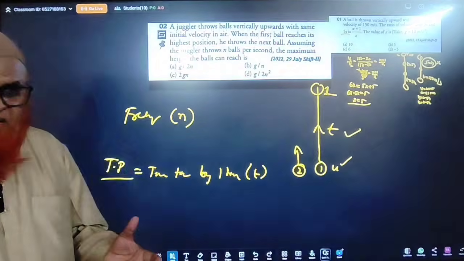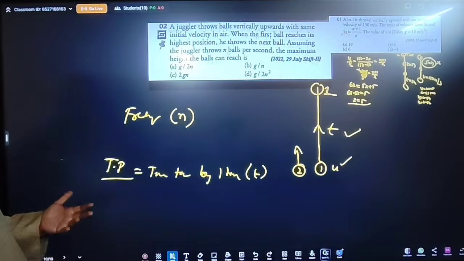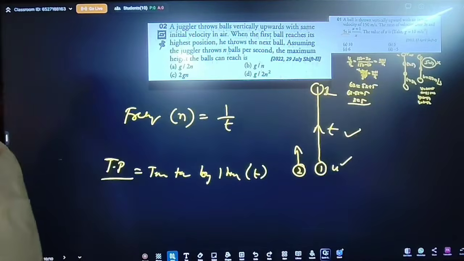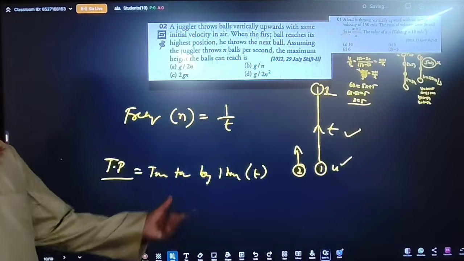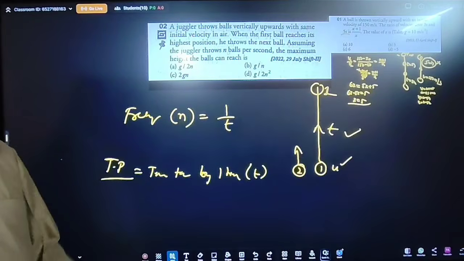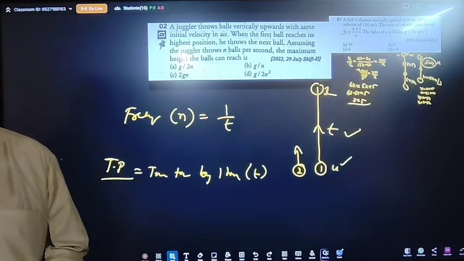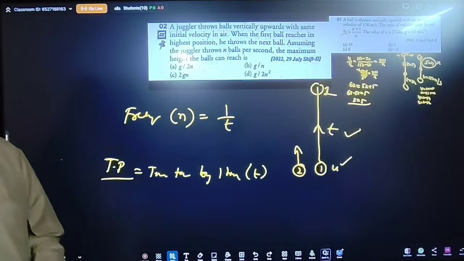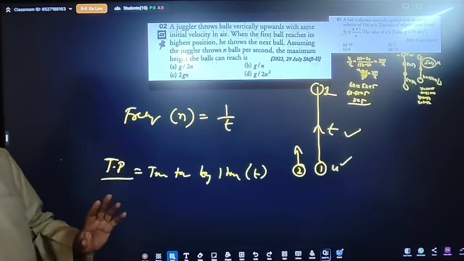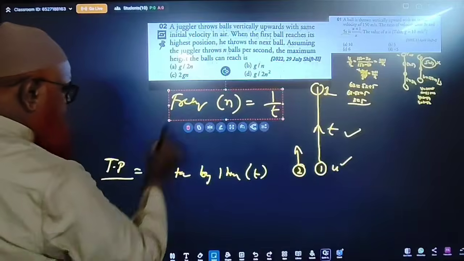Then frequency. In that time t, how many balls can we throw? It is called frequency. Frequency is nothing but 1 by t. What is the meaning of frequency? The number of balls traveling per 1 second is called frequency. And frequency is always the reciprocal of the time period. Understood? So this is the formula we are getting now.